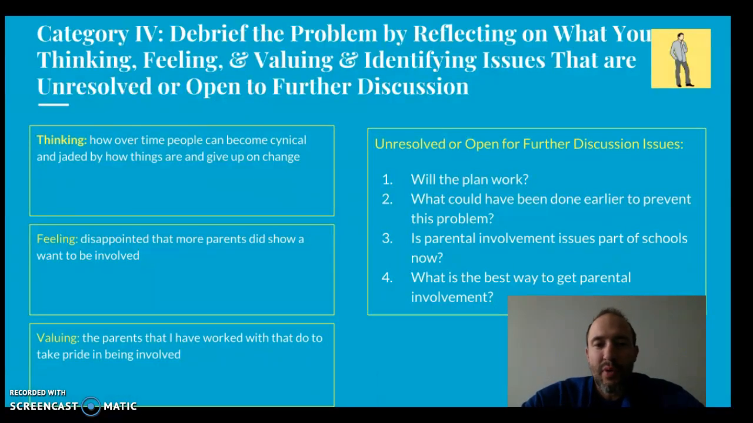What was I feeling? Disappointed more parents didn't show up and wanted to be involved. As a parent now, you get pulled in so many ways. I can see how it can be hard to always volunteer your time and get involved. But it's a shame because I think, as they're young, parents are more involved. As they get older, they get less and less involved. And then in today's society with more working parents, it's harder for them to be involved.